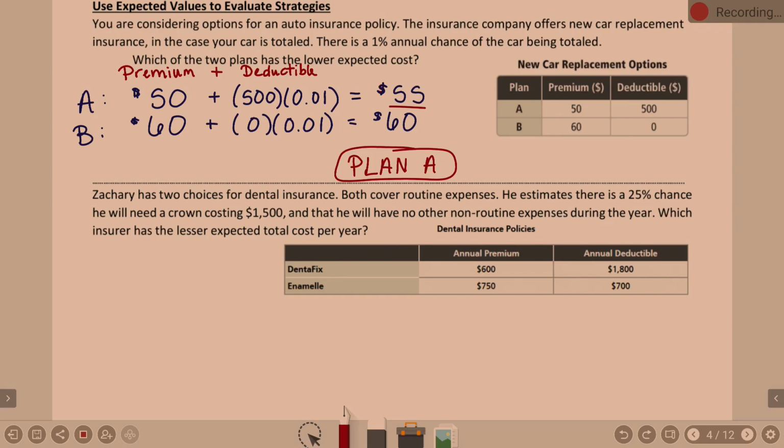Now, that's the lower expected cost. Technically, if you have to pay that deductible, it's no longer the cheaper cost, is it? Okay, but it's just a small chance.